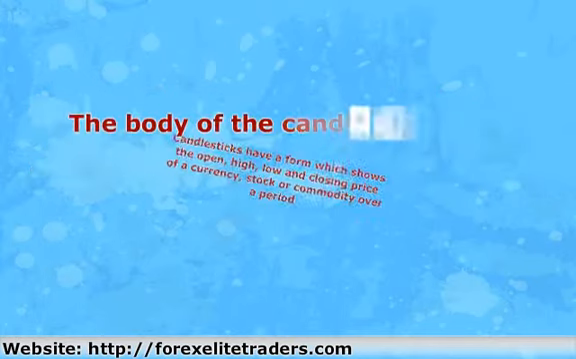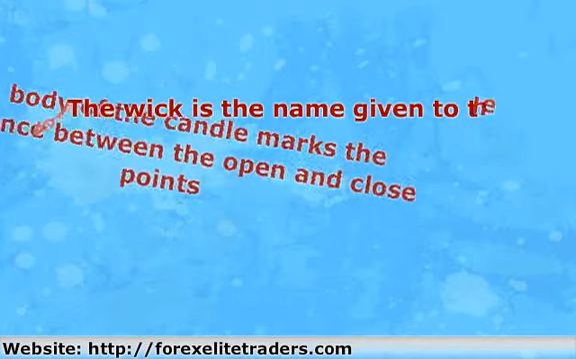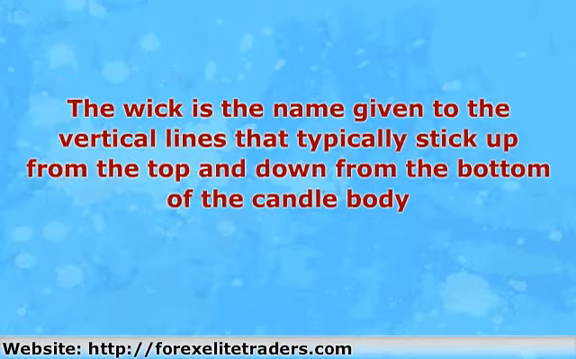The body of the candle marks the difference between the open and close points. If it is white or green/blue on a colored chart, the open is the lower boundary of the rectangular body and the price rose during the period you are considering. If it is black or red on a colored chart, then the opening price is the top boundary and the price fell. The wick is the name given to the vertical lines that typically stick up from the top and down from the bottom of the candle body.